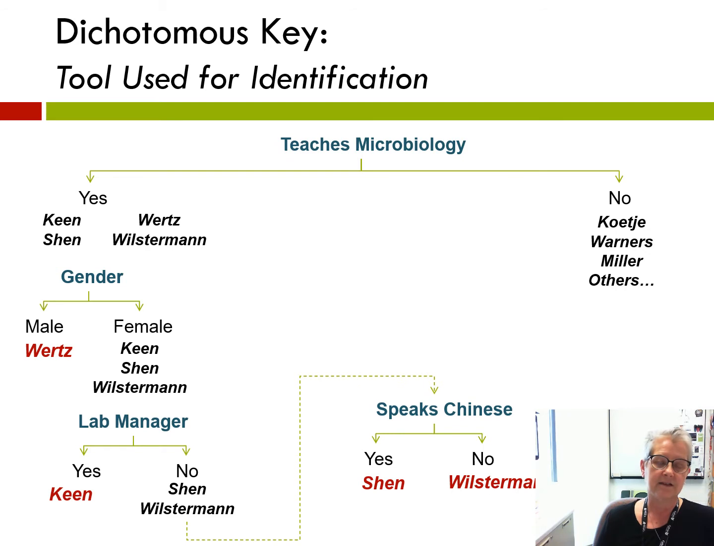Well, we can ask, is one of them the lab manager? Yes, Keen is the lab manager. The other 2 are not. So now Keen is identified. Now we still need one more question to sort Shen and Wolsterman. The question we could ask is, do they speak Chinese? The answer for Shen would be yes, and Wolsterman no. So we have a unique pathway to each of those 4 members in the biology department.